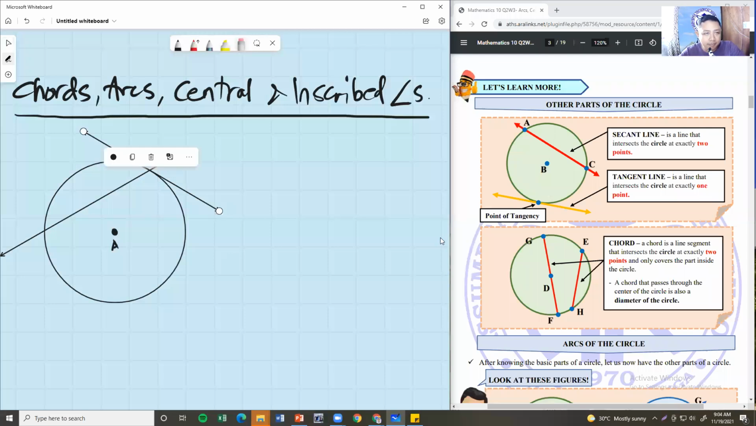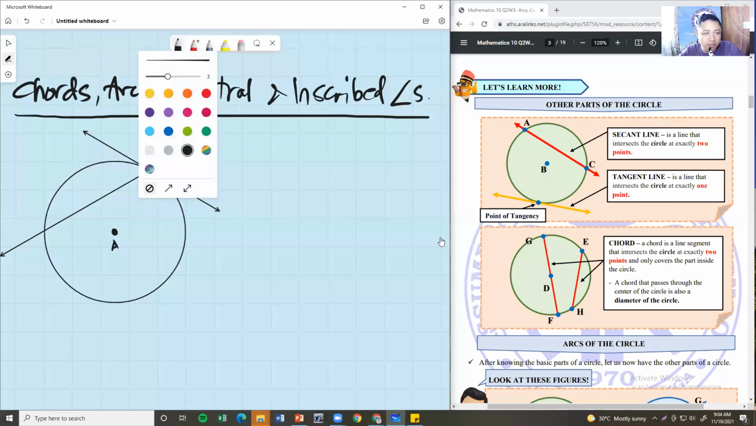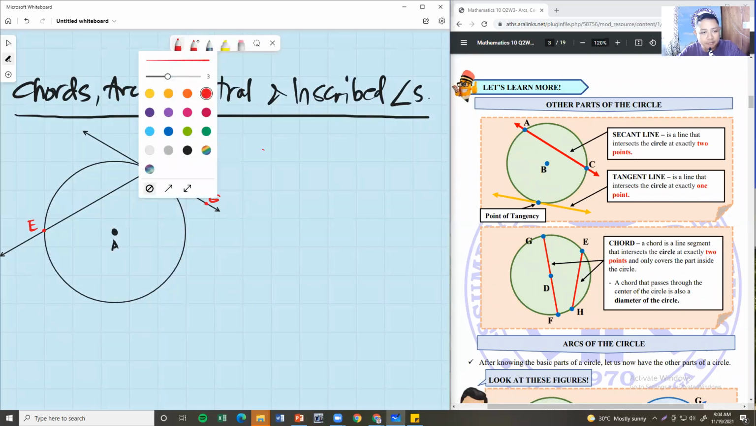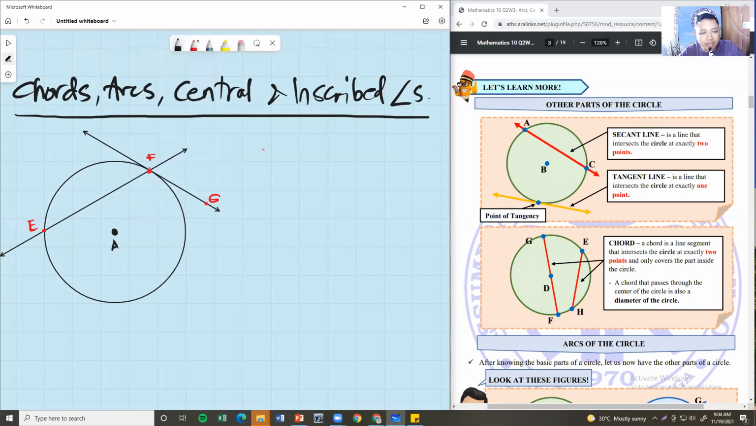Okay, that's it. So let's say this is point E. This is point F. And this is point G. Okay. Kindly open your chat box and type your answer. Name the following symbols. Ready? What do you call the following? Type your answer in the chat box.